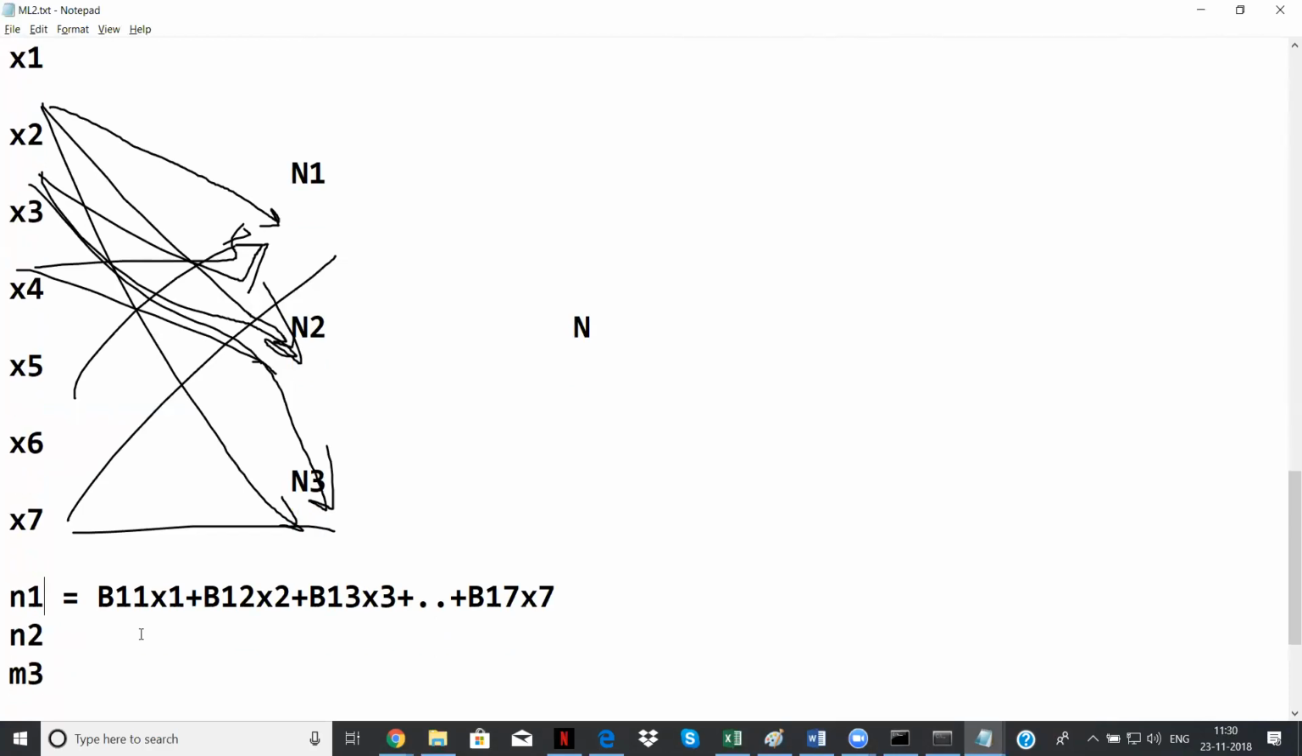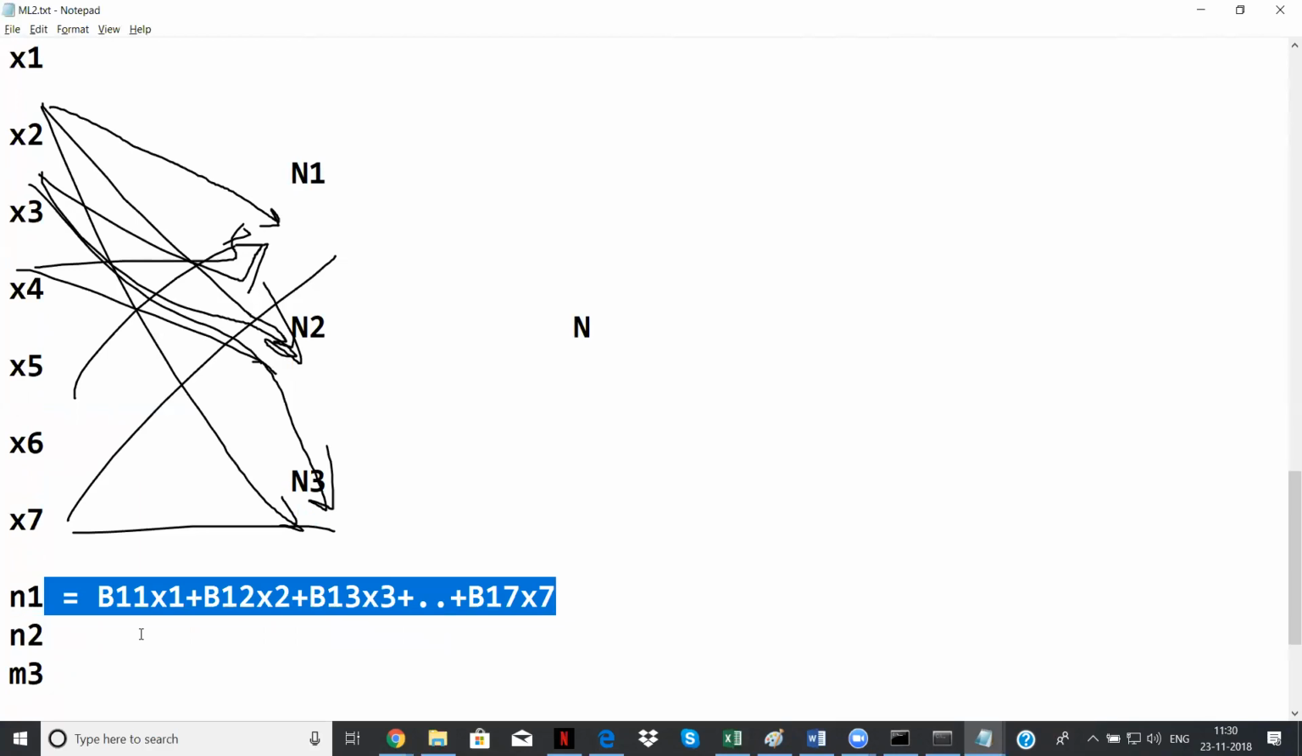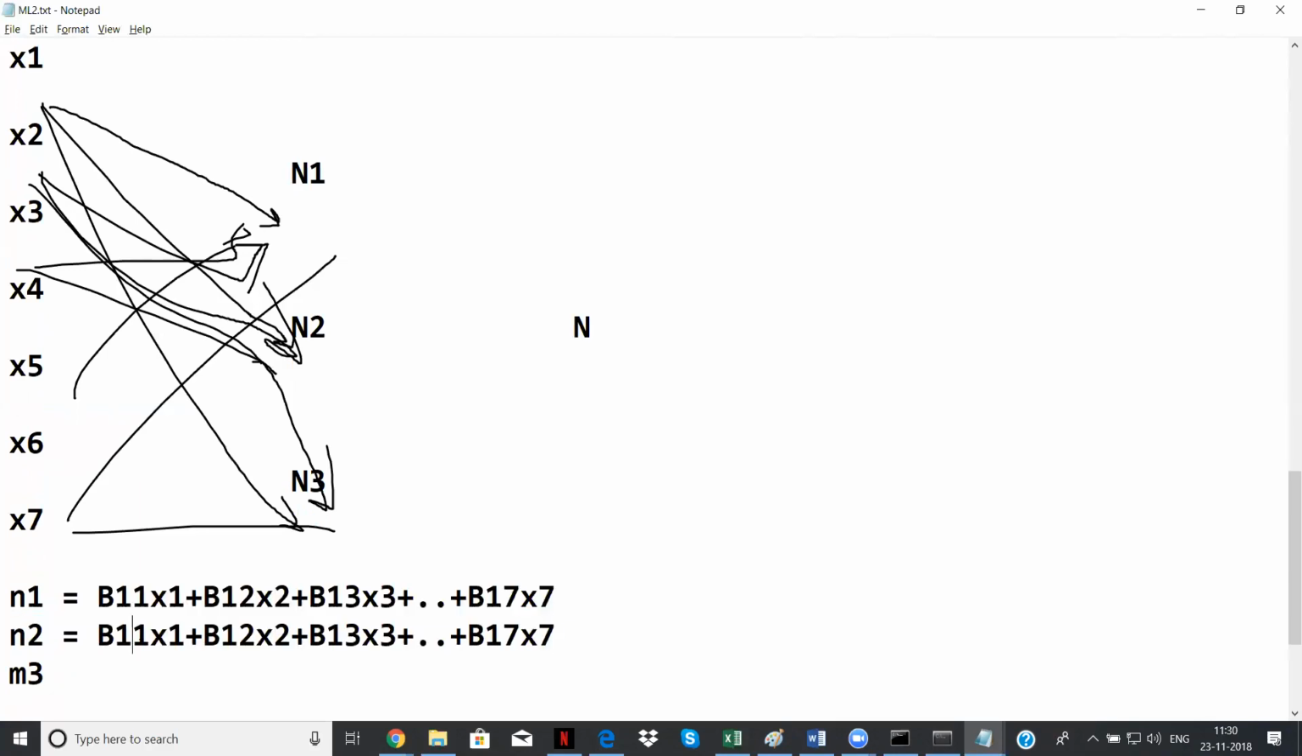So what will change in n2? Beta 1 becomes beta 2. And likewise in n3, this becomes beta 3, 3 over here and 3 over here. Is that clear to all? So this is how my three equations work, isn't it? All of you, is that understood?